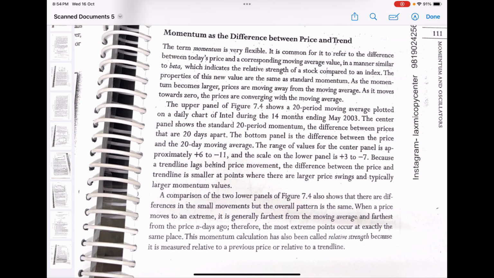The term momentum is very flexible. It is common for it to refer to the difference between today's price and a corresponding moving average value, in a manner similar to beta, which indicates the relative strength of a stock as compared to the index. You know what beta is, right? Beta is basically the comparison between the stock and its index. When the momentum becomes large, the prices are moving away from the moving average. As the momentum moves towards zero, the price is coming back to the moving average.